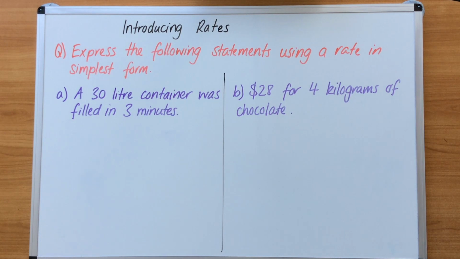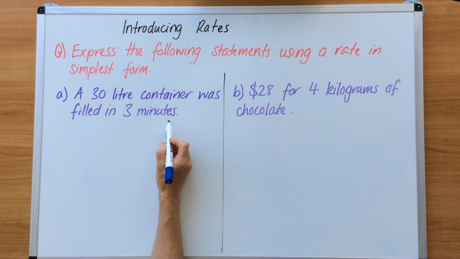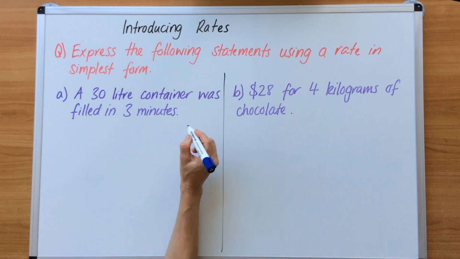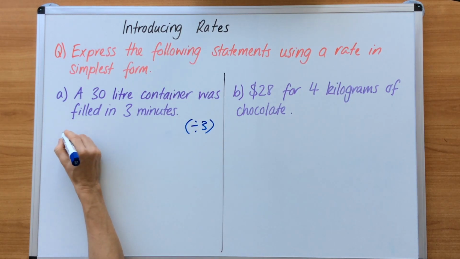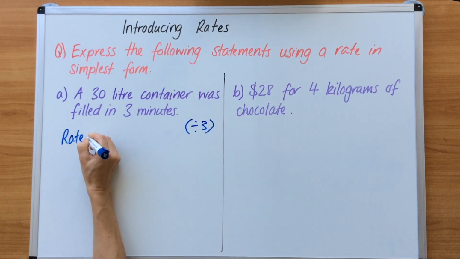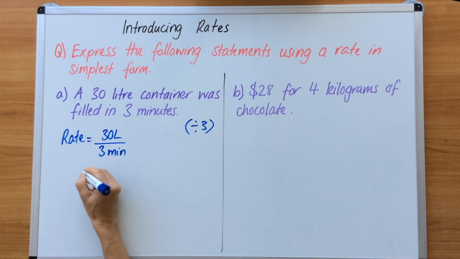Let's now apply what we've just looked at to these questions here. It says express the following statements using a rate in simplest form. A says a 30-litre container was filled in 3 minutes. So I've got 30 litres in 3 minutes. I want to bring it down to per minute, so I'm going to divide by 3. So I write rate equals 30 litres divided by 3 minutes.